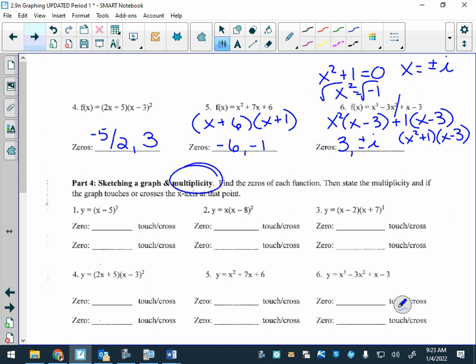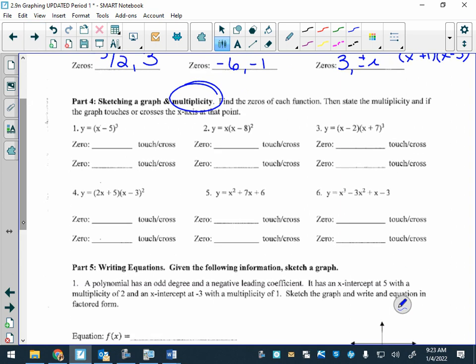And the changes to the graph. Okay? If the factor is raised to an odd degree, what happens? Who remembers? So for example, let's look at number 2. We know our zeros are 0 and 8, like we just found before, solutions. So at 0, what are we doing? Touching, bouncing off the x-axis, or crossing? Crossing, because x is to the first exponent, which is odd.